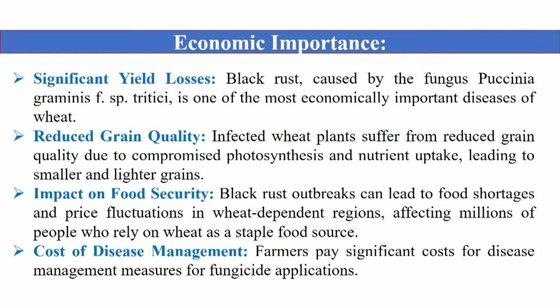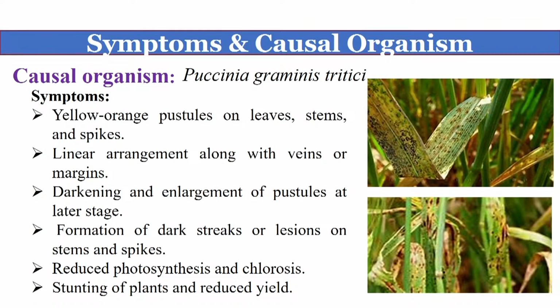There is a significant cost for disease management measures like fungicide application. And the symptoms, we will discuss the symptoms. Basically, you can observe yellow orange pustules on the leaves and stem as well as spikes, on the lower leaves as well as regularly on the upper leaves also, with a linear arrangement along the veins or margins. At a later stage you will see darkening and enlargement of the pustules, and the formation of dark streaks as well as lesions on the stem and spikes also. It reduces photosynthesis and causes chlorosis, and overall stunting of the plants, which reduces the yield.